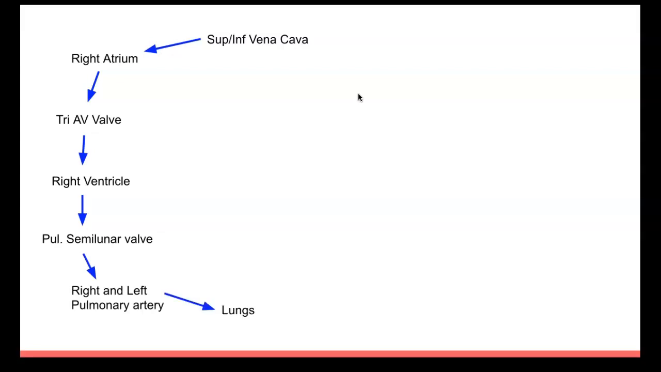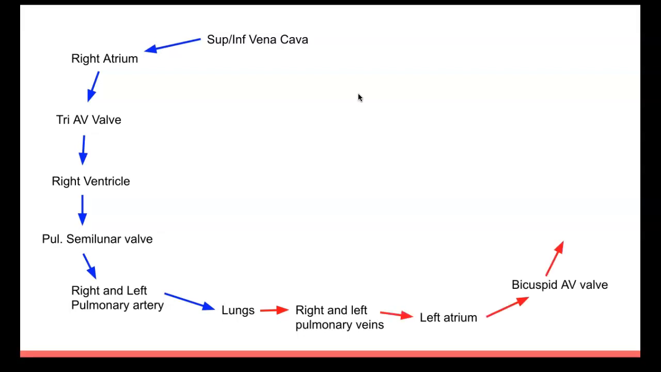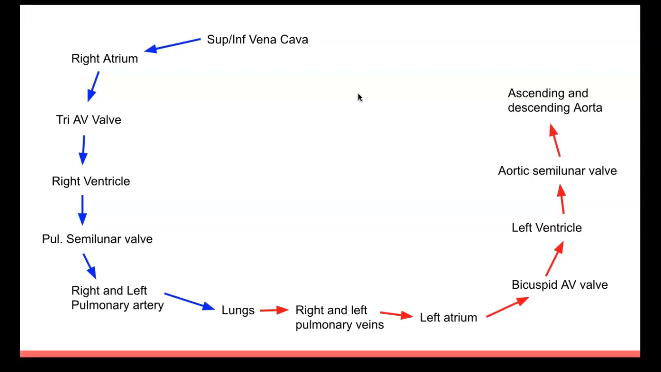artery, to the lungs. We do gas exchange, so now we have oxygenated blood, into the pulmonary veins that go to the left atrium, through the bicuspid AV valve, to the left ventricle, which then goes through the aortic semilunar valve to the ascending and descending aorta, which eventually goes to the body and then leads back eventually through the vena cava. And we just keep going through that circle over and over again.